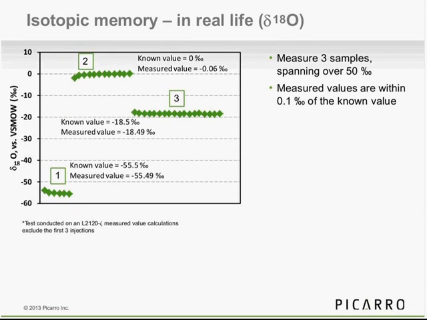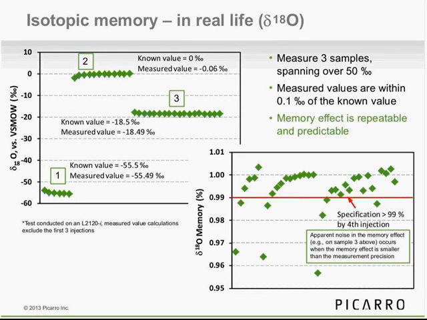Just as a quick example, this is a test that we did. I believe this was actually done with some of Len's samples that he sent to us a while back, probably almost a year ago now. But this is where we went between 3 different standards of known isotopic composition in delta O18. And what you see here is that you're varying from about -55 per mil to approximately flat isotopic composition up to 0 per mil, and then back to a mid-range composition.